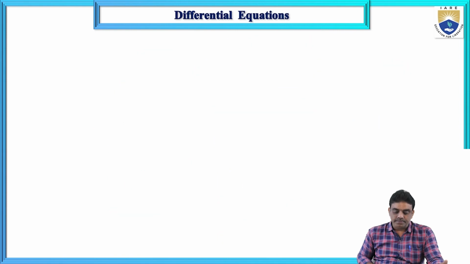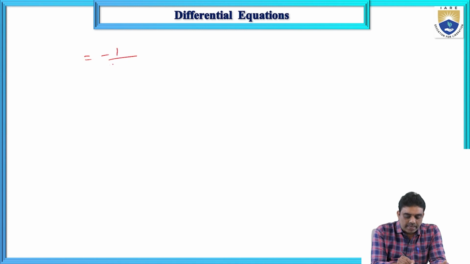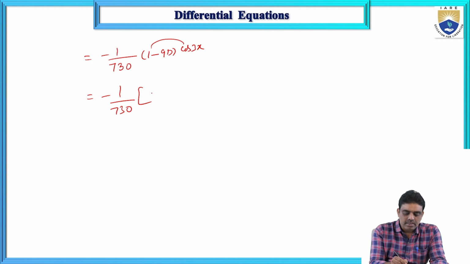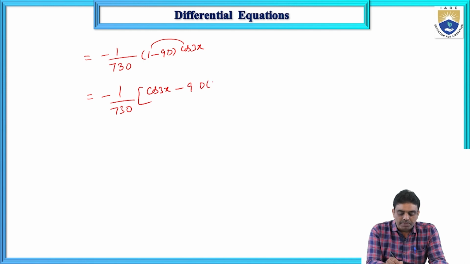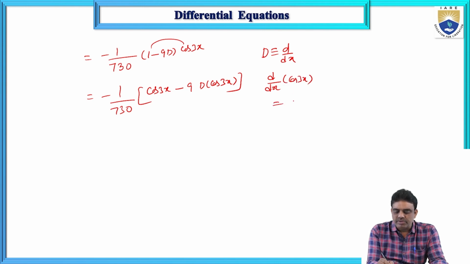So how to operate this? This is equal to minus 1 by 730 into 1 minus 9D of cos 3x. So minus 1 by 730 into, now operate 1 of cos 3x. 1 of cos 3x, that is cos 3x, minus 9 into capital D of cos 3x. But what is D? D means d by dx. So d by dx of cos 3x. The derivative of cos 3x is minus 3 into sin 3x.